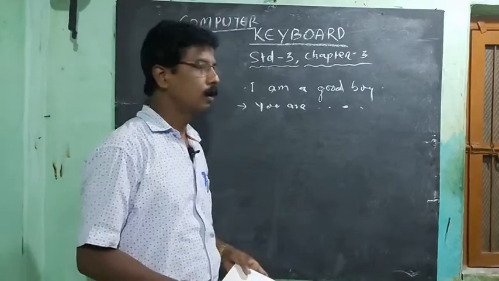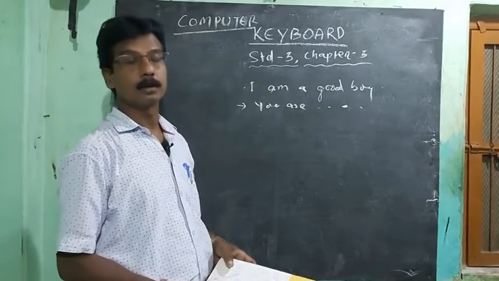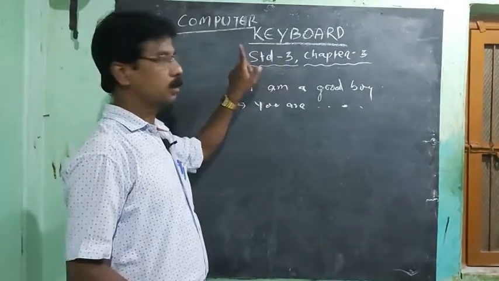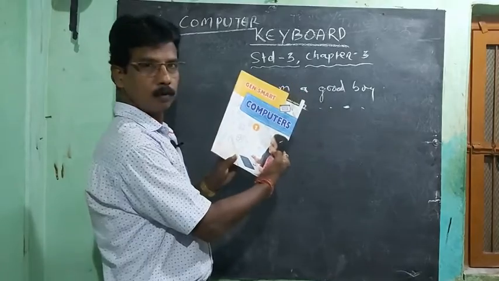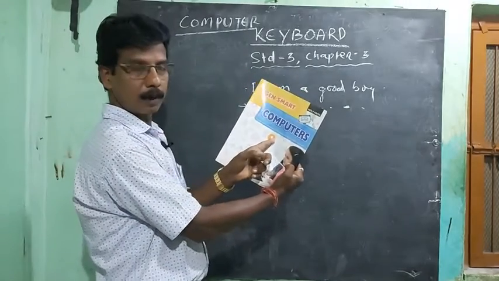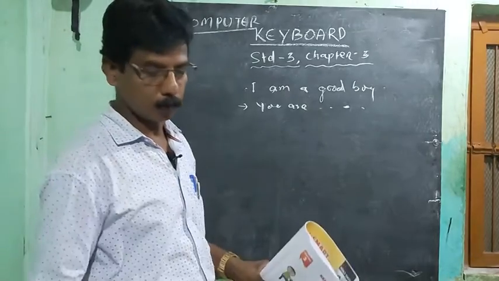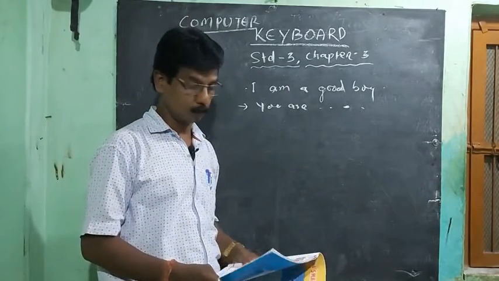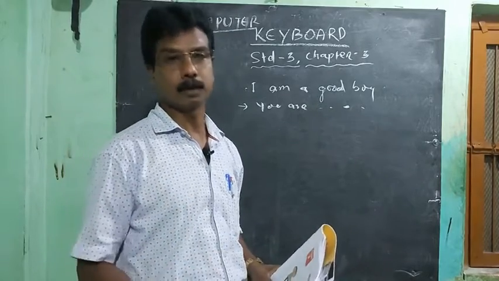Dear students, now we are explaining about the computer, and the chapter is keyboard. It is standard 3 and chapter 3. This is the book, part 1. Then we discuss the keyboard. What is a keyboard, or what is the use of a keyboard? Keyboard is used only for entering data into the computer.